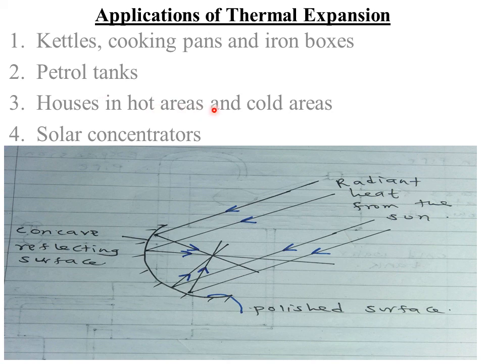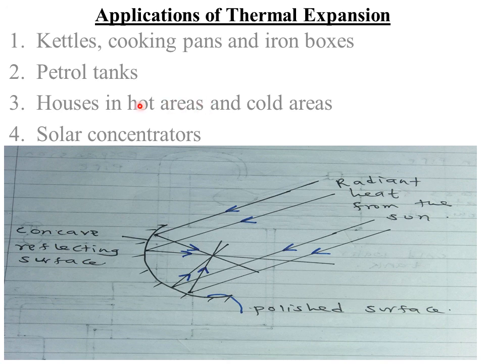Then houses in hot areas and in cold areas. Now how do they apply thermal expansion? Houses in hot areas have their walls and roofs painted with bright colors to reflect away heat, while those in cold regions have walls and roofs painted with dull colors. So remember, houses in hot areas have their walls and roofs painted with bright colors. Remember, bright colors are shiny colors which actually reflect away heat.